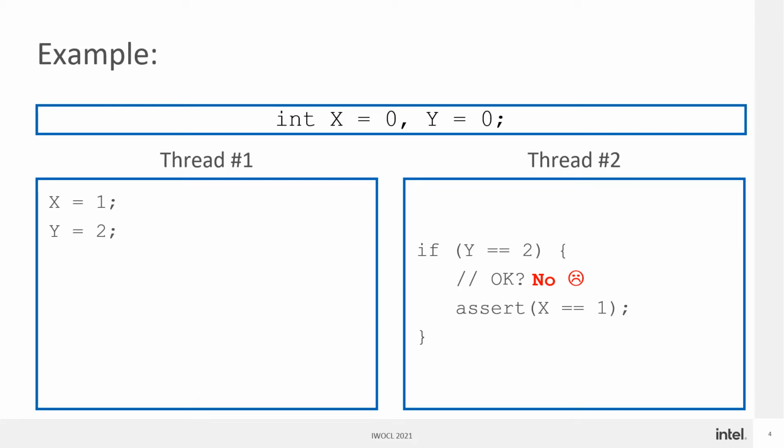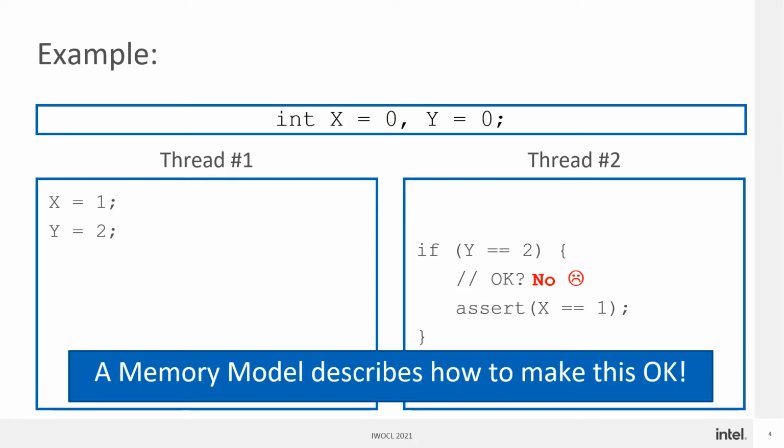Some reasons why were listed on the previous slide. Maybe in thread number 1, the compiler decided to schedule the store to y first. Or maybe in thread number 2, the value of x was in the cache, so when we read the value of x, we get back a stale value. A memory model is going to describe how to make this okay, so that our program can safely assert that x is equal to 1 when it's needed, or so that an implementation doesn't have to ensure that x is equal to 1 when it's not needed.